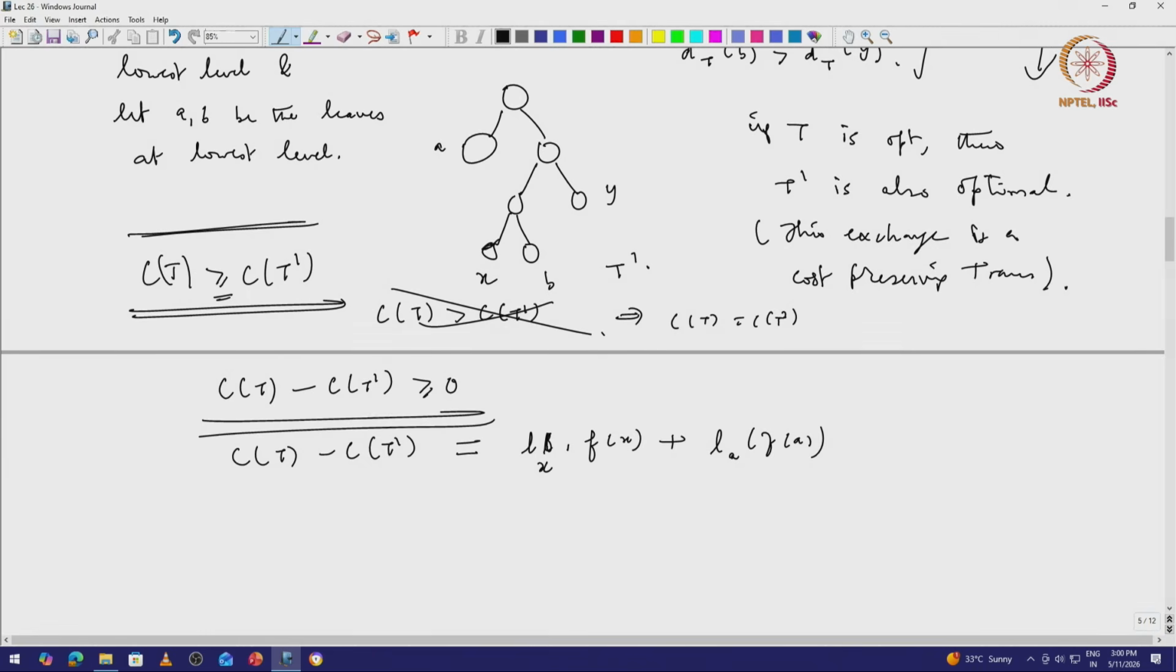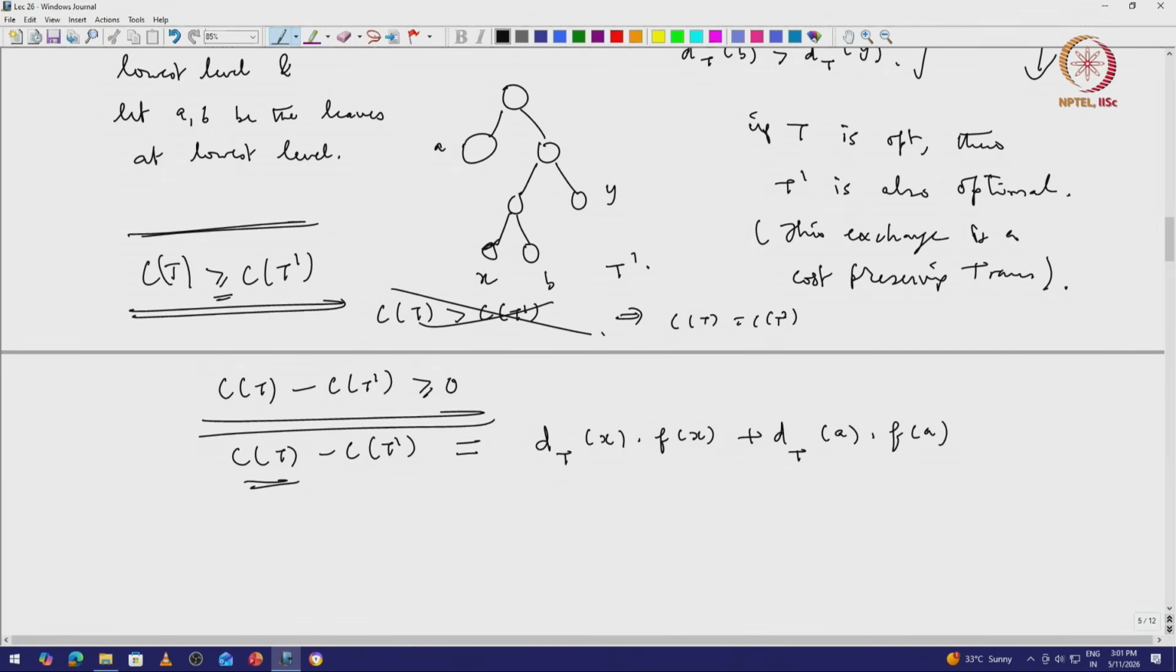This is how it was in T. This is C of T. Therefore, we write like that. The length of the code is nothing but depth. So we will write in terms of the tree parameter. C of T is depth in T of x times frequency of x plus depth in T of a times frequency of a. These two terms have changed. All others are same in T and T dash.